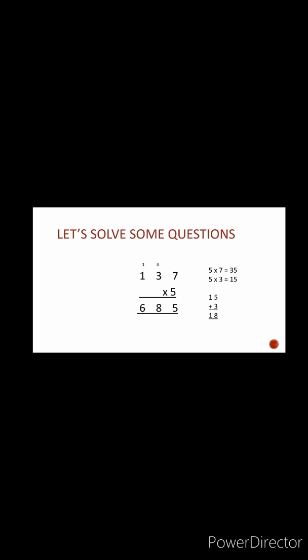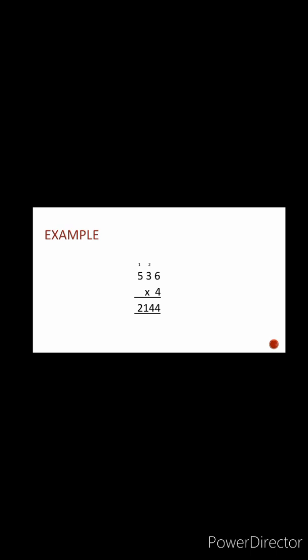5 times 3 is equal to 15. 15 plus 3: 16, 17 and 18. 8 will be written here and 1 will be carried. 5 times 1 is equal to 5, in which you are going to add 1 and it will be equal to 6. It's so simple. Now let's solve another example.